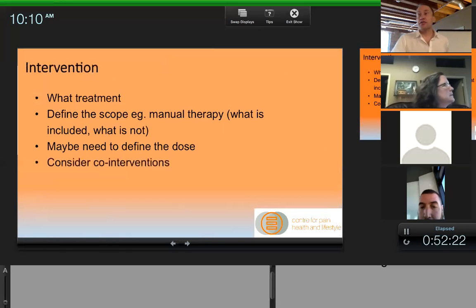And you might consider co-interventions. Okay, are you allowed to have them? Are you not? Are you going to constrain them? Are you going to leave it open?